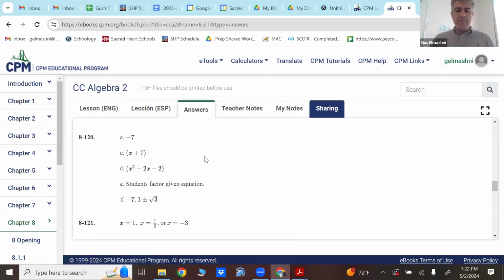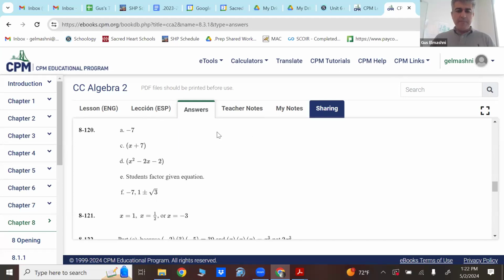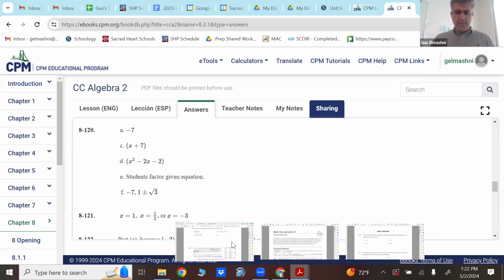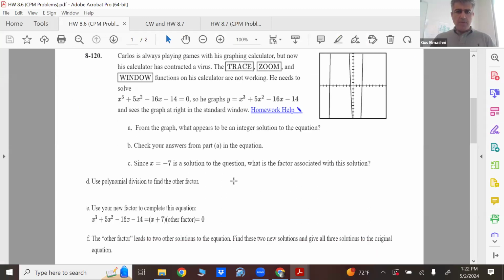Here are all the answers for 8.120. Let's see if I can do this technique again. So let's go to 8.120. Let's do it again. Okay, so let's use polynomial division. Okay, great. So this is actually important. We talked about this too, guys.